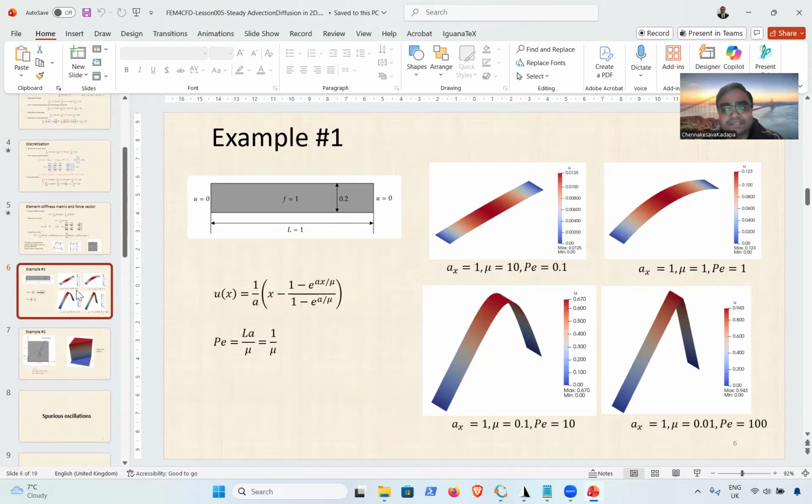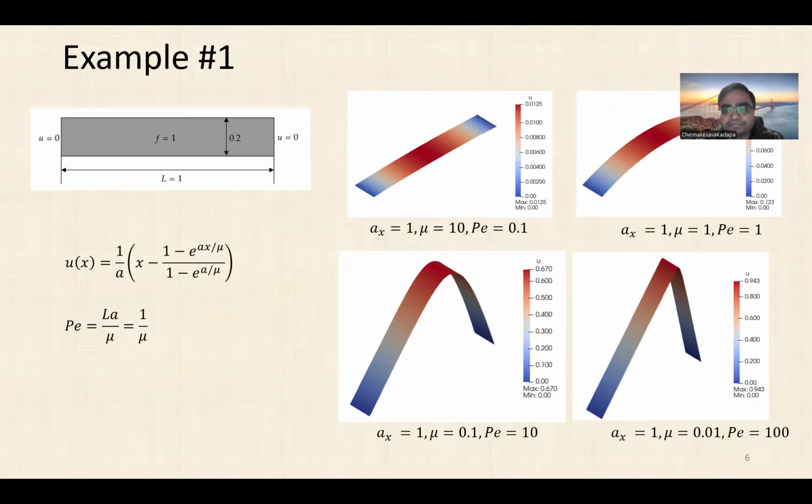First, to help us understand how the code works, we are going to use the same example that we used for the 1D case, but here I made it into a 2D problem by adding a width of 0.2 units, and everything else is the same. We know the exact solution, and we know how it depends on the Peclet number. So just to recap, this is what happens as we increase the Peclet number by decreasing the diffusion coefficient.